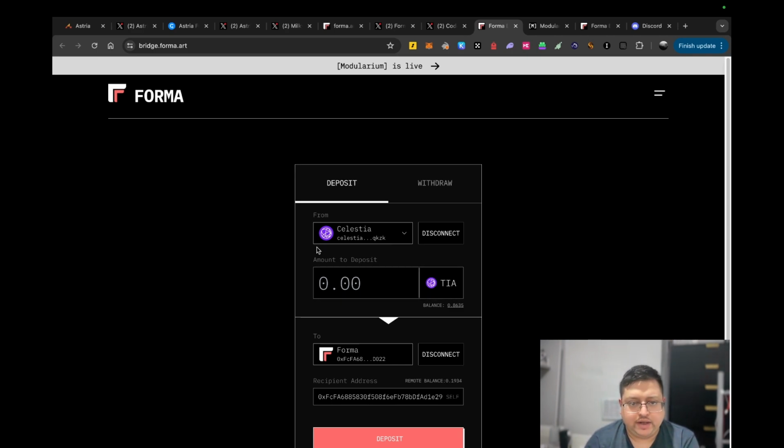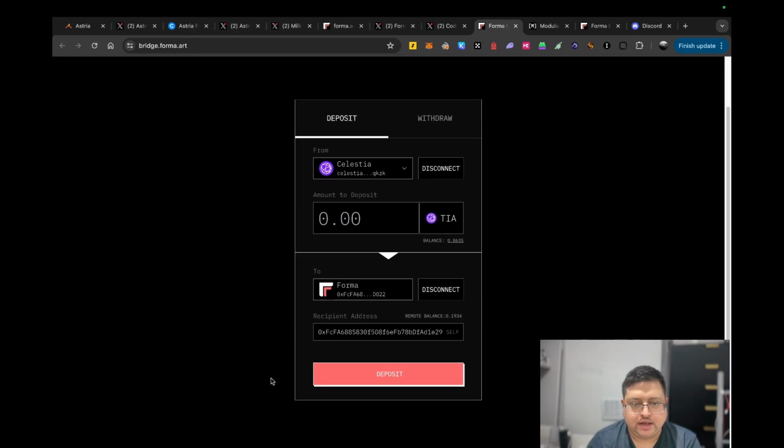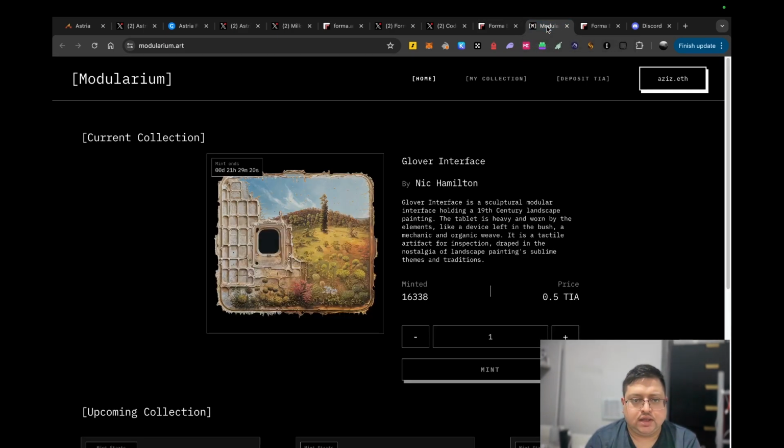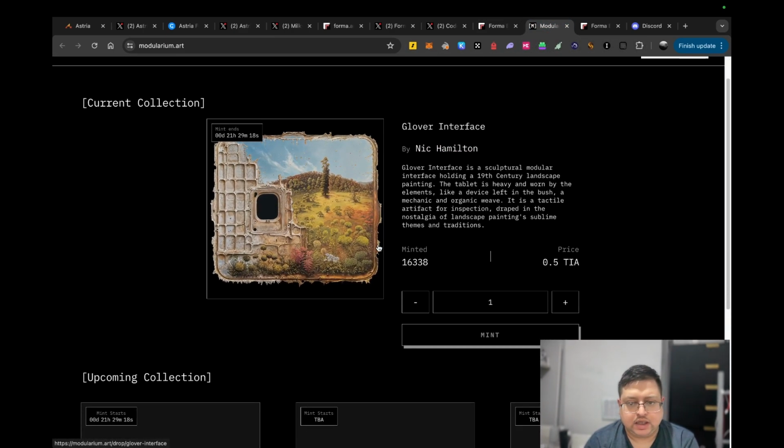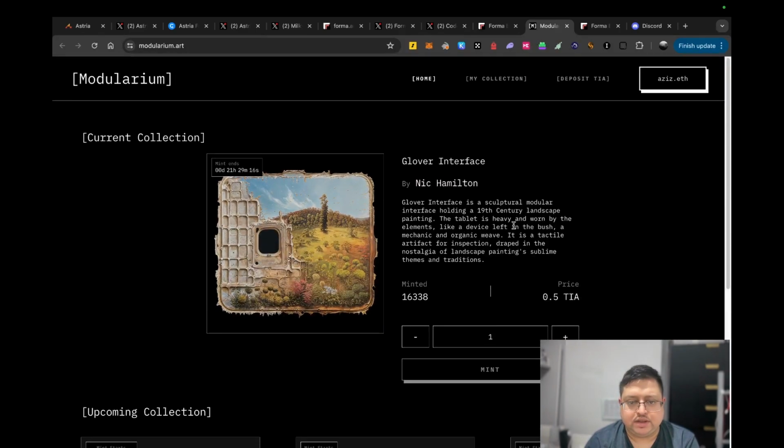So what I did is I bridged 1.2 Celestia. 0.2 was for the fees, etc., and 1 would go into two NFTs. I connected my MetaMask and my Keplr, and I bridged over Celestia, and it was done literally in seconds, I believe, if I remember correctly. Next up, you want to come on this website and you want to mint. As you can see, I've connected my EVM wallet, and the mint price is 0.5.